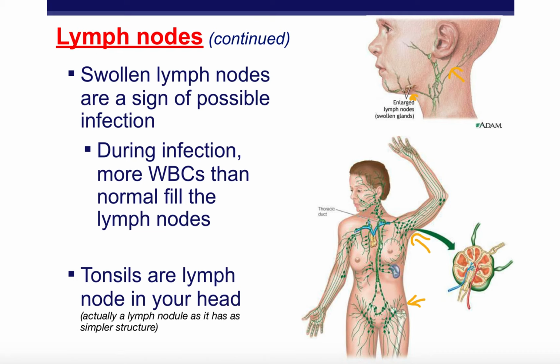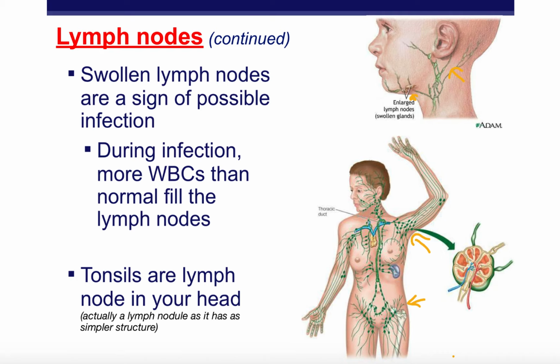These lymph nodes, if you have an infection, your B cells and T cells activate and macrophages activate and start making more of themselves. And as a result, there are going to be more white blood cells than normal in the lymph nodes, and those lymph nodes are going to swell up. So if the doctor feels a large lymph node, it's going to be a sign that you may have an active infection. There are several organs that are also in the lymph node family.